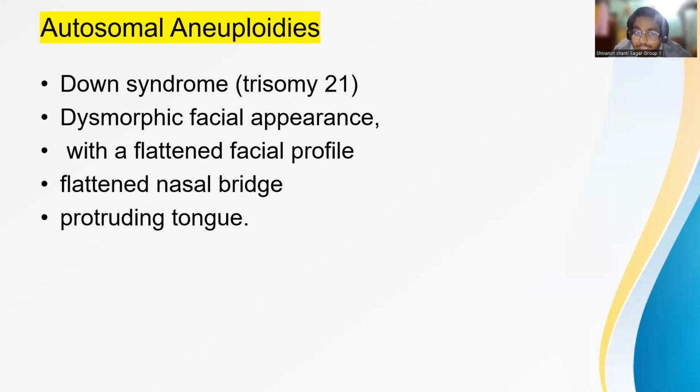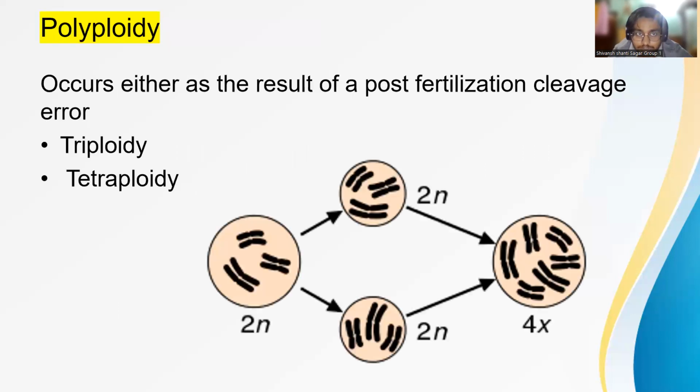In autosomal aneuploidy, we also have Down syndrome, or trisomy 21. We have dysmorphic facial appearance with a flattened facial profile, flattened nasal bridge, and protruded tongue. As we know, we also have polyploidy, which occurs as a result of post-fertilization cleavage error, which can lead to triploidy or tetraploidy.